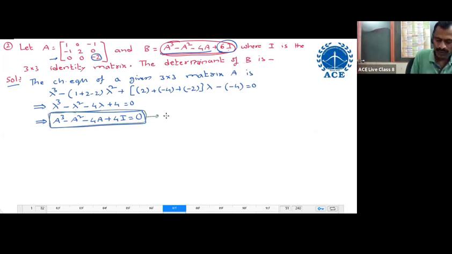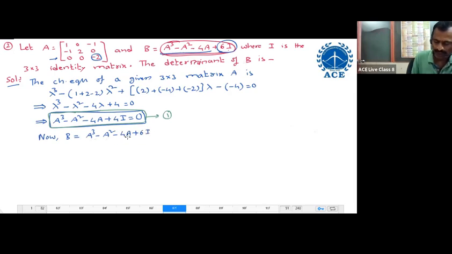According to the Cayley-Hamilton theorem, we have this matrix equation. Let us suppose this is equation 1. Now we consider our given matrix, our required matrix B. B is given in terms of matrix A, that is A cubed minus A squared minus 4A plus 6I.